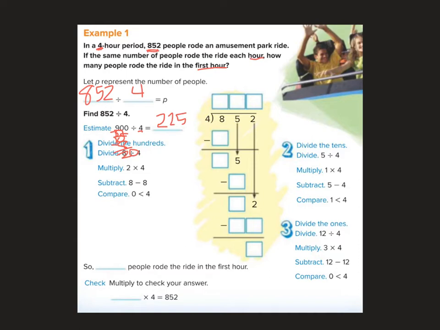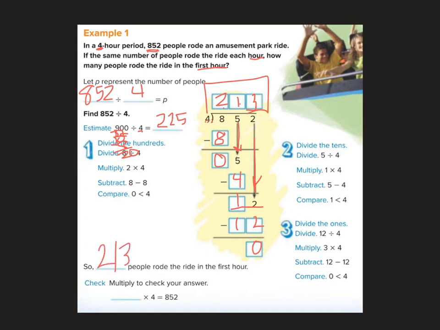Okay, let's do the actual division. 8 divided by 4 is 2, 4 times 2 is 8, 8 minus 8 is 0. Bring on down and bring it on back. Divide 5 divided by 4, 1. Multiply. 4 times 1 is 4. Subtract. 5 minus 4 is 1. Bring it on down and bring it on back. 12 divided by 4 is 3. Multiply. 4 times 3 is 12. Subtract. 12 minus 12 is 0. So our actual answer is 213.